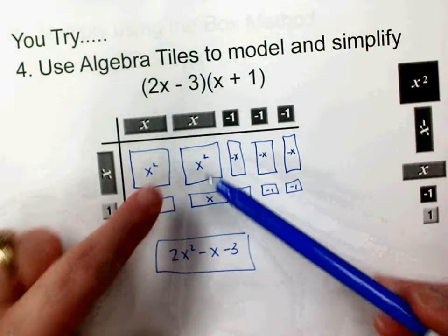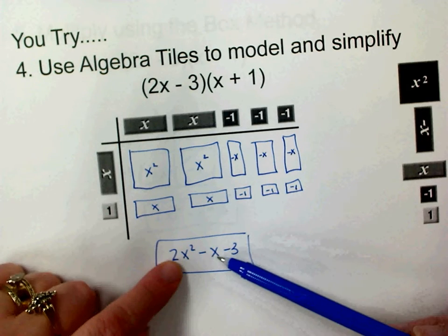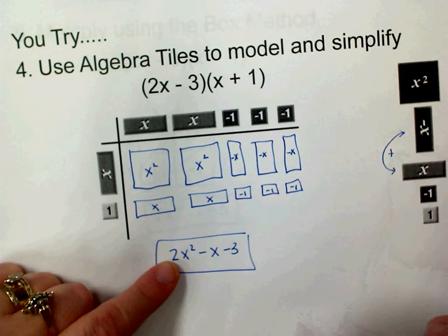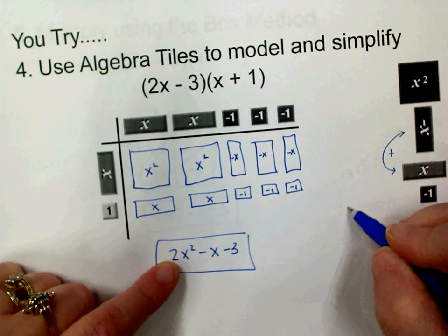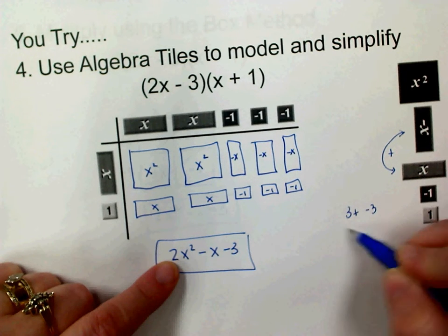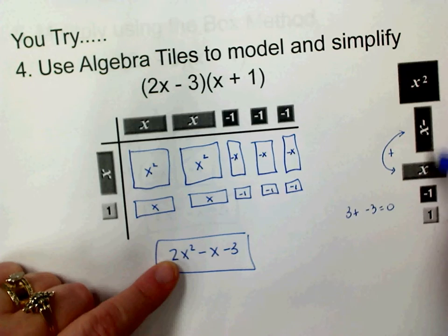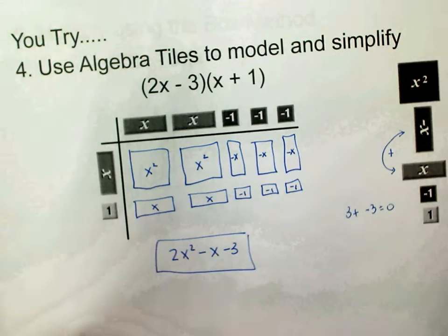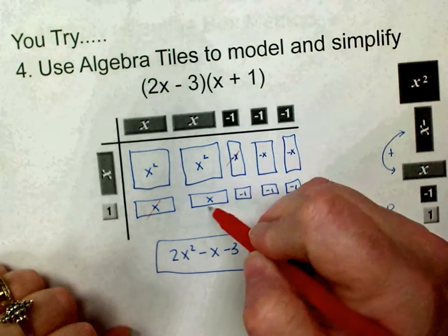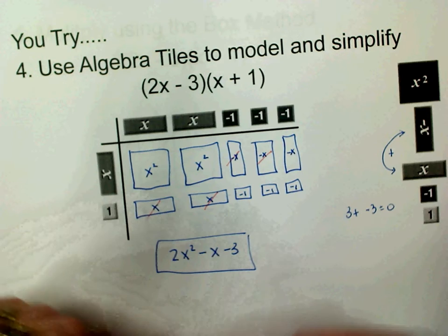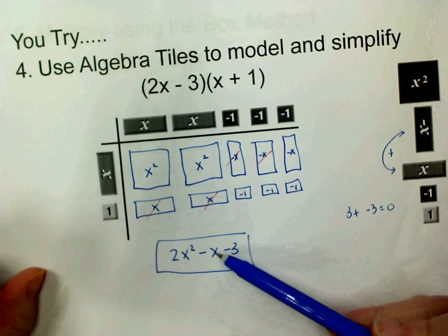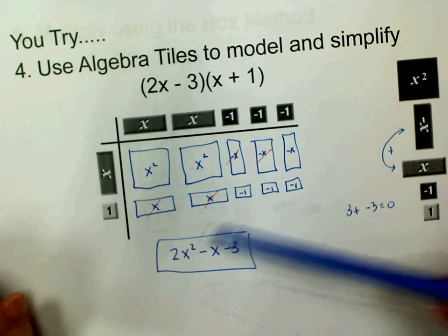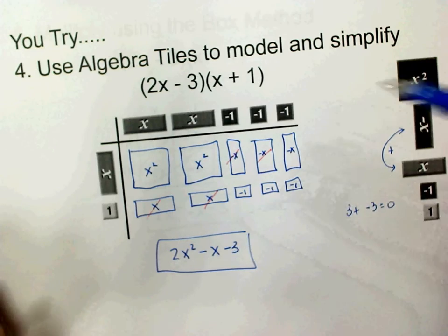We had 2x squares. To get the x term, remember every time you have a negative x and a positive x that you're adding together, they cancel out, just like 3 and negative 3. When you add those, they equal 0. Opposites always cancel. So these two positives cancel with these two negatives. So this cancels with that, this cancels with that. And so what we're left with is just 1 negative x in our answer. And then we have 3 negatives, which is a negative 3. So that's the answer to multiplying these binomials using algebra tiles.